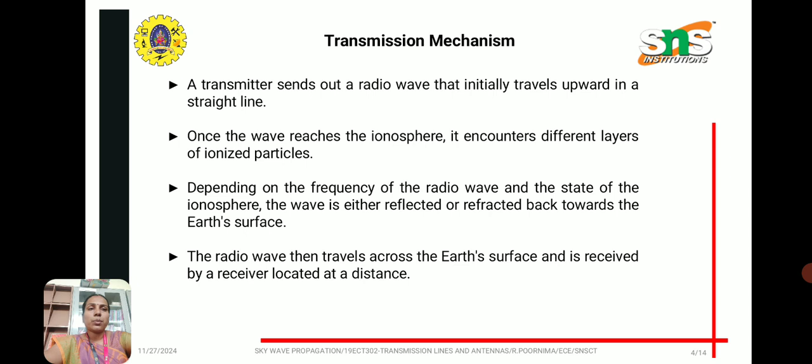So the transmission mechanism: a transmitter sends out the radio wave, which initially travels upward in a straight line. Once the wave reaches the ionosphere, it encounters different layers of ionized particles. Depending on the frequency and the state of the ionosphere, the wave is either reflected or refracted back towards the Earth's surface. The radio wave then travels across the Earth's surface and is received by a receiver located at a distance.